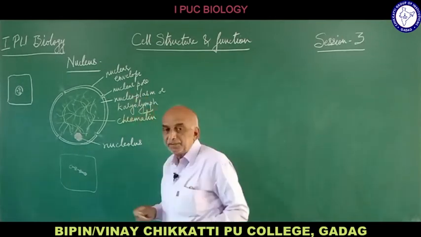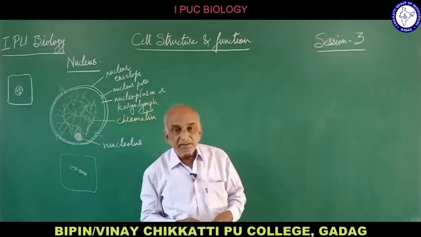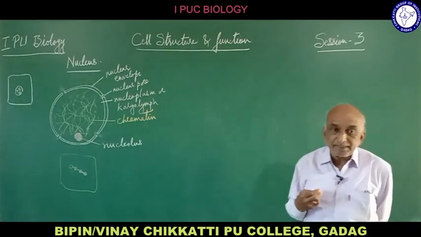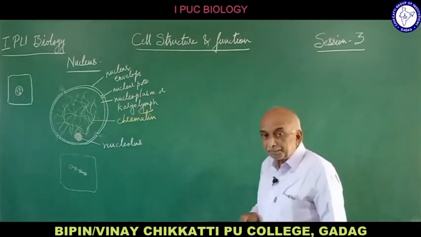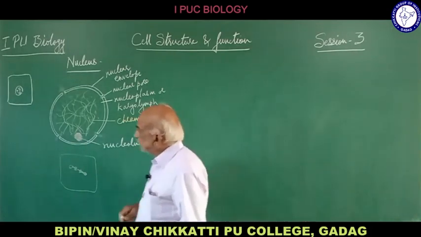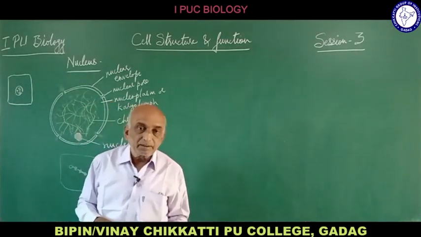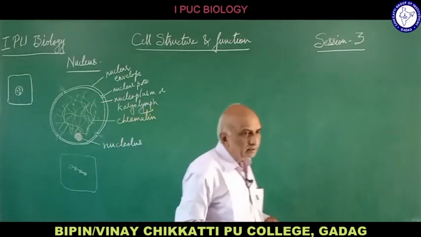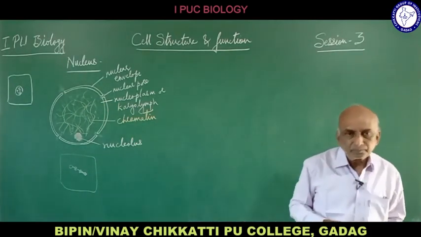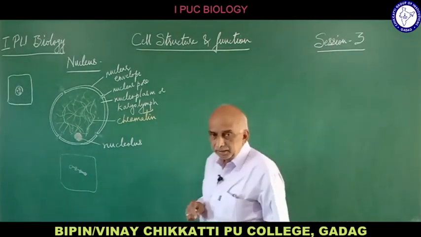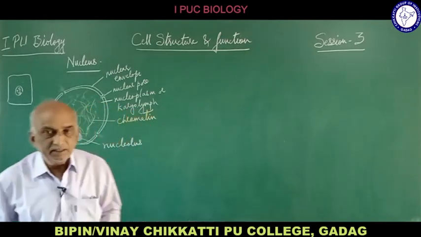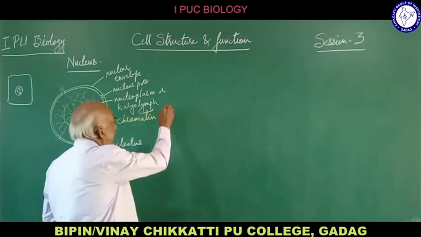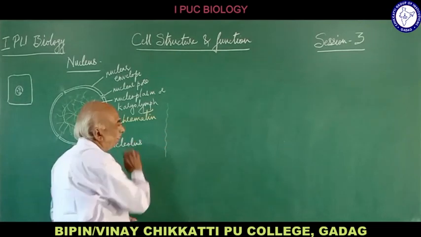Now when the cell divides, especially during mitosis or meiosis, so whenever cell division is initiated or the cell prepares for cell division, this chromatin is transformed into chromosomes. Chromosomes are seen only during cell division and they are very clear during the metaphase of cell division.